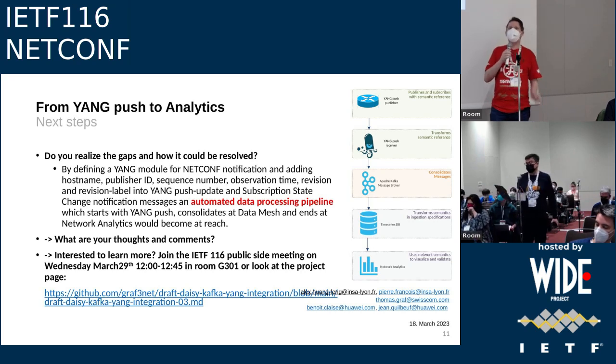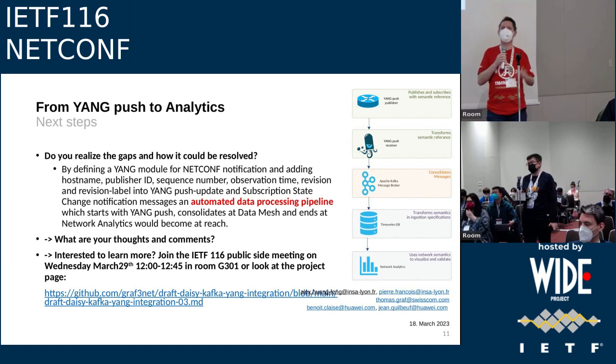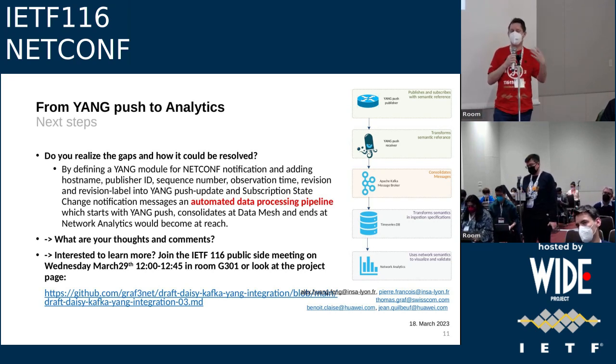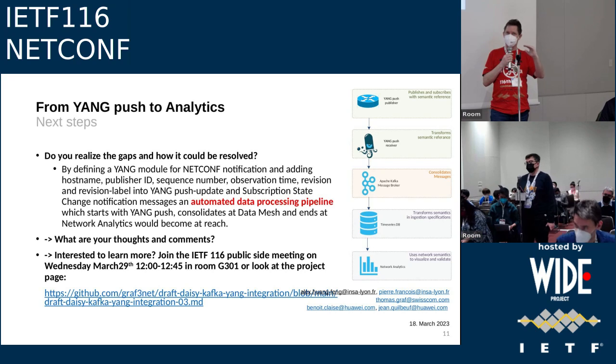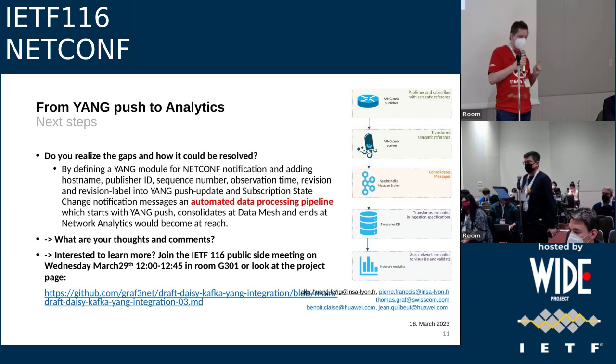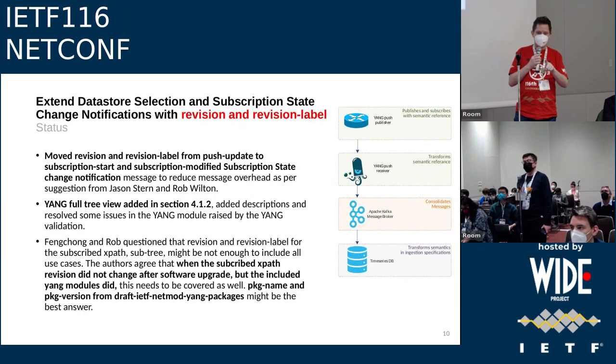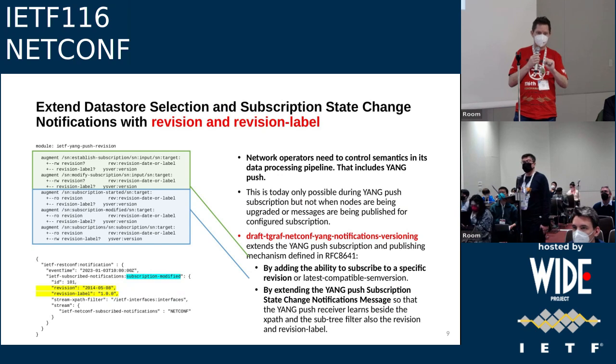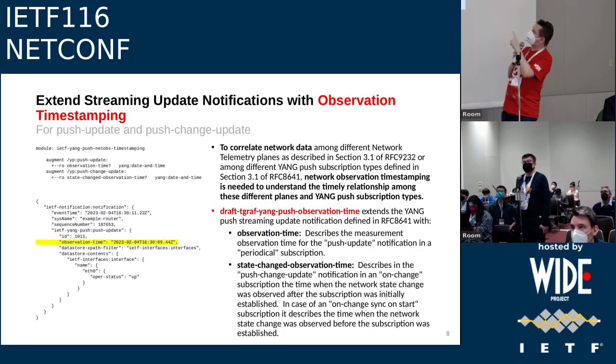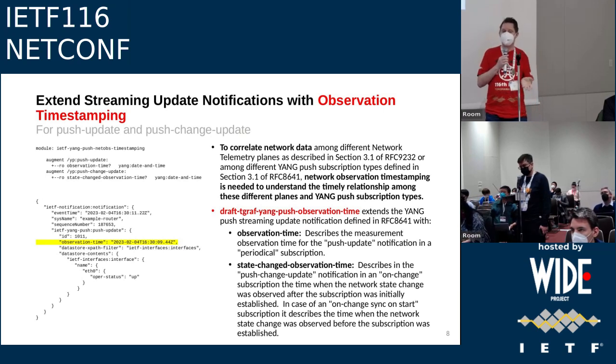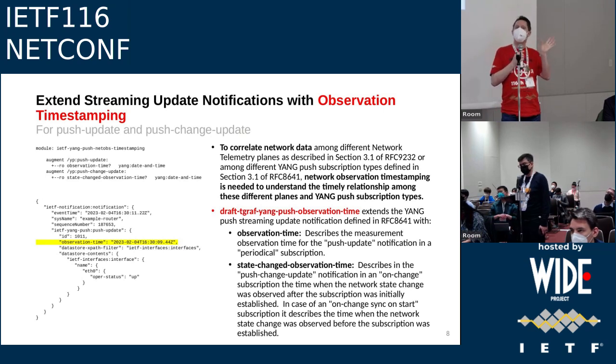I think the main point is it depends on the type of the subscription. For periodical subscriptions, let's assume you're exporting every 60 seconds, it's the point where you actually obtain the information from the Yang data store. Can we go back one slide, where we describe the observation time? So that only applies for the periodical subscription, while the state change observation time only applies on change subscription. On change means the state change observation time is when the network event happened.